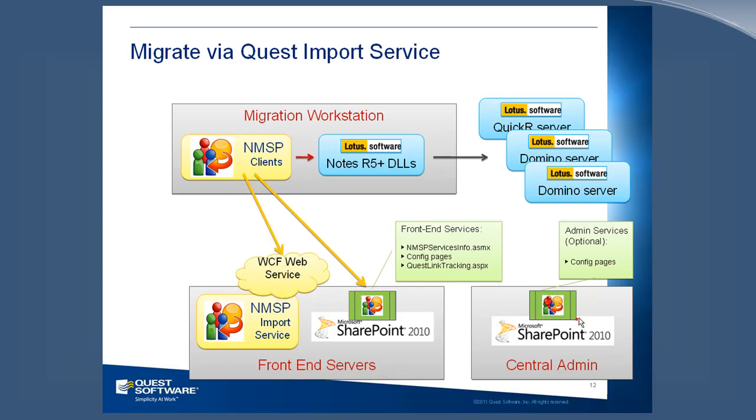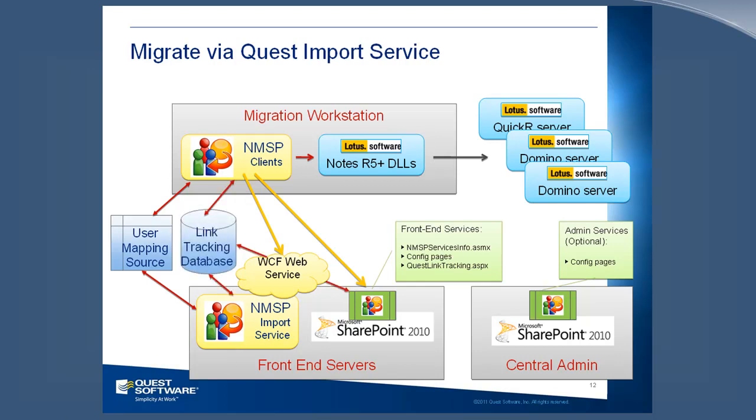And here's the optional piece you could add into your central administration site with the other config pages. Now in this case, the user mapping source could be client-side or server-side. So you don't have to connect every client to your user mapping source. You can just do this once on the server and have done with it. Similarly, you can do the link tracking connections either from the client or from the import service.